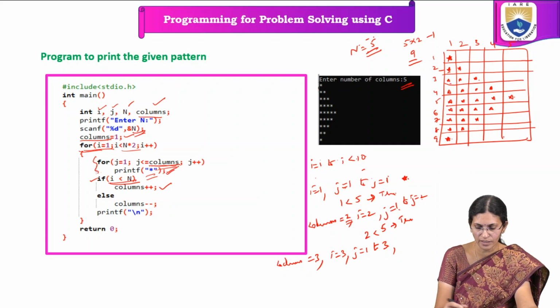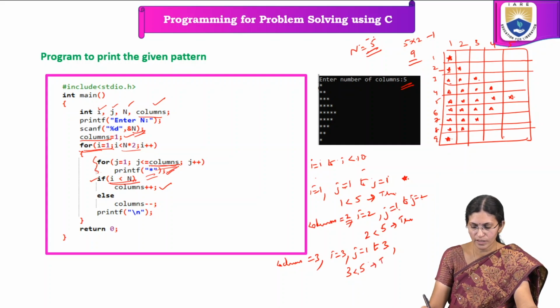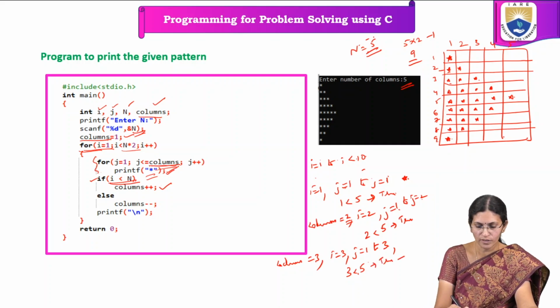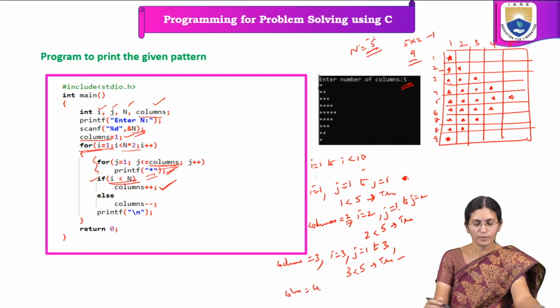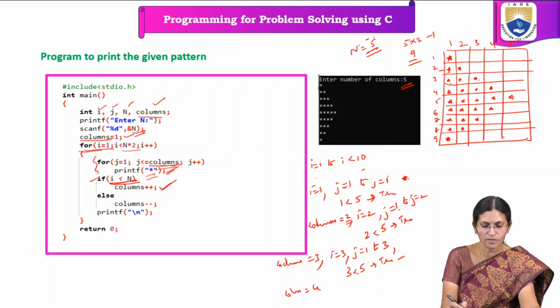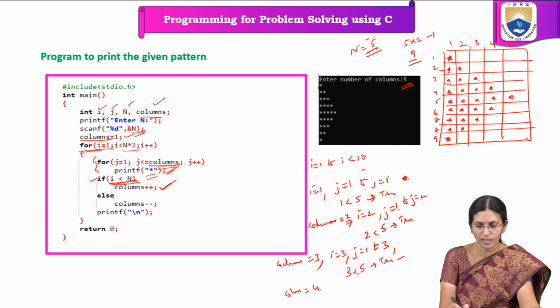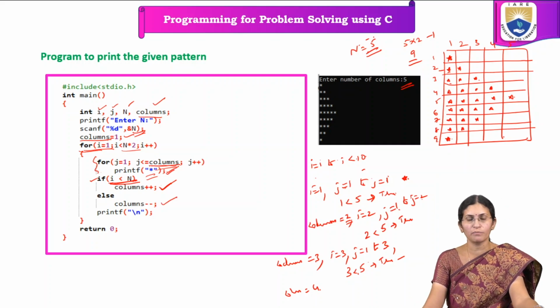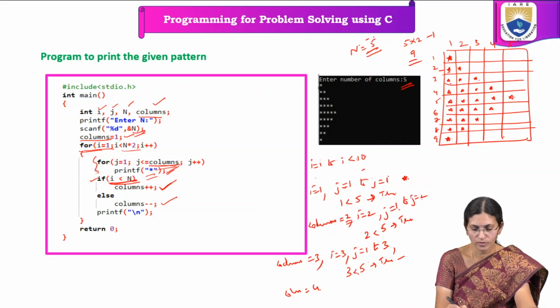After that, again this condition is checked: 3 is less than 5. This condition is true, so this value is incremented by 1 and columns is equal to 4. In this way, once this condition becomes false, suppose in one of the iterations i is equal to 6, 6 is less than 5, the condition becomes false here. At that time, the columns value will be decremented by 1, and now the number of stars which we are going to print will be reduced here.